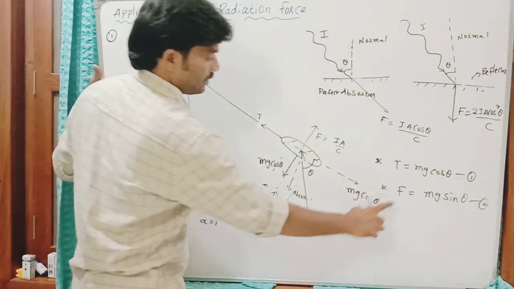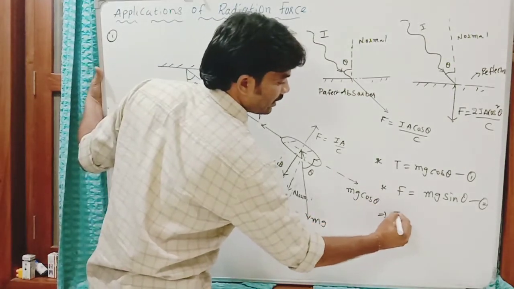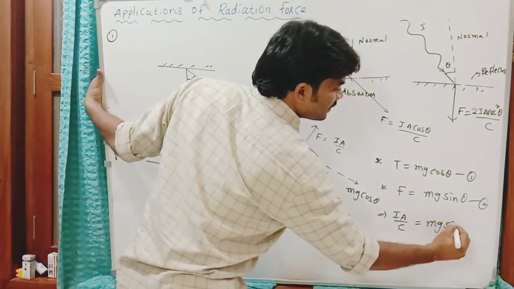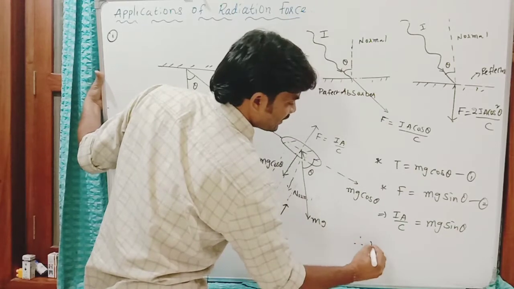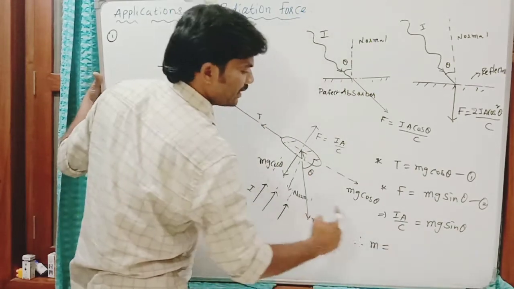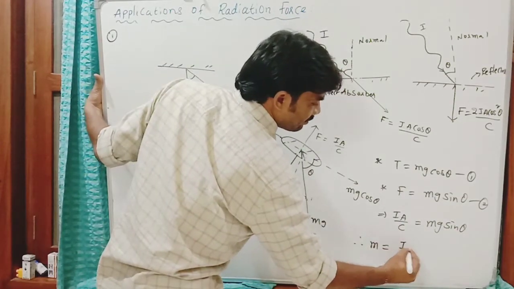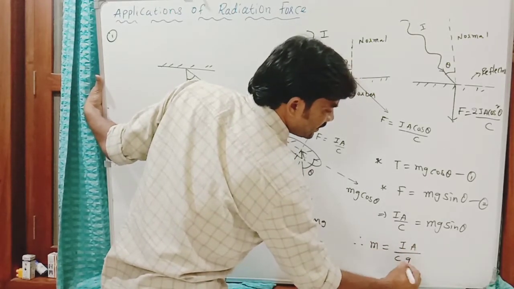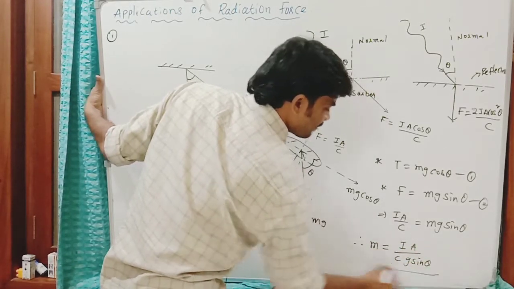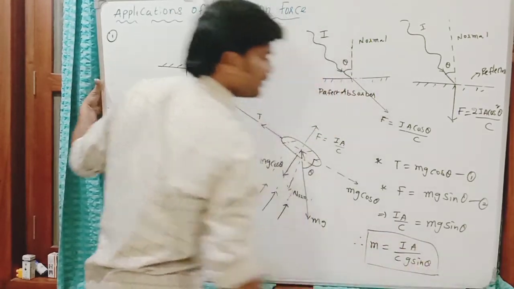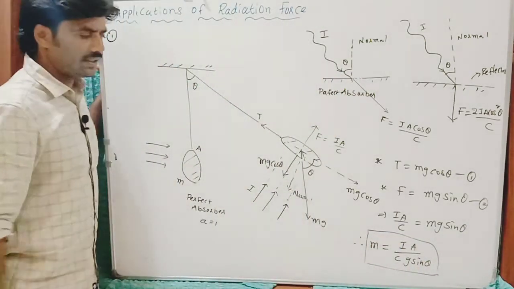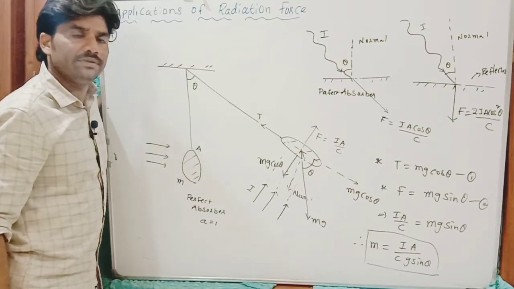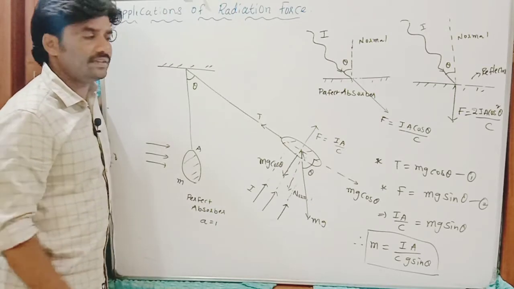Now F is what? IA by C equals mg sin theta. So the mass of this body is IA by C g sin theta. This is the equation. Or you can also write sin theta equal to IA by mg into C. This is the first case.